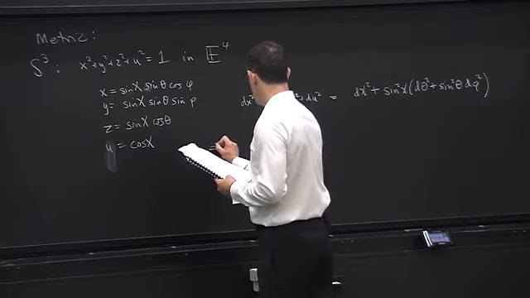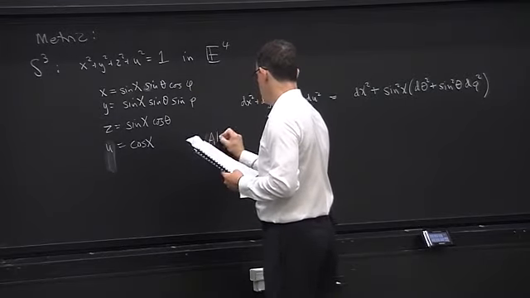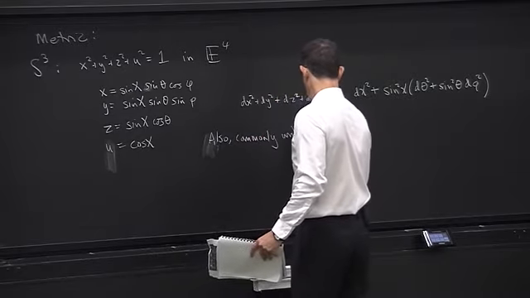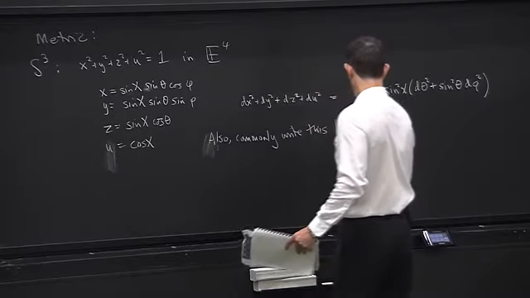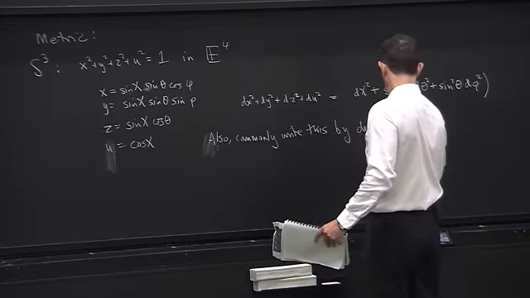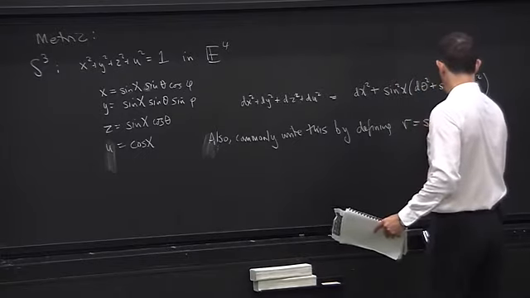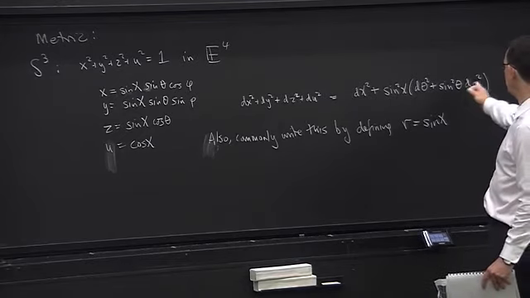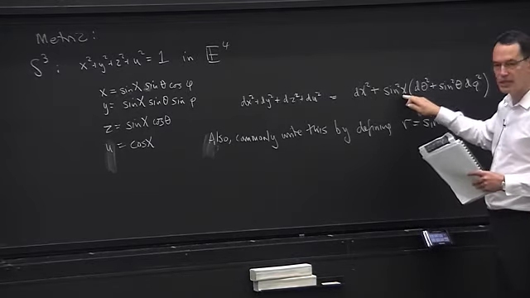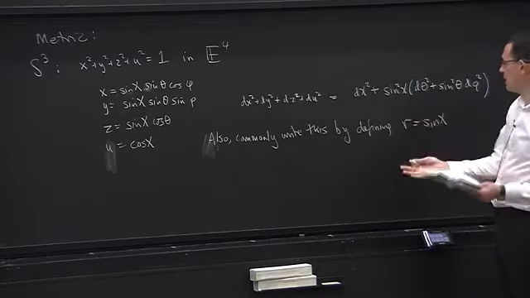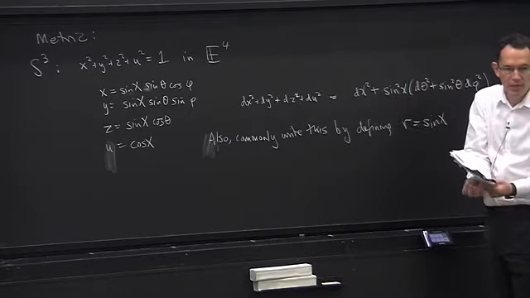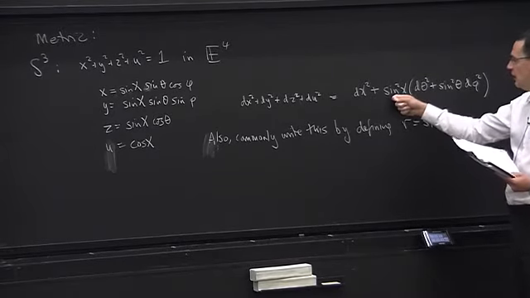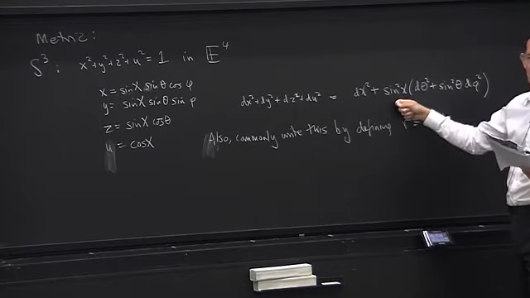So we write the line element. We also write this, commonly, by defining r equals sine chi. One way to think about this is that at fixed chi, I can ask, what is the space that I have? What's a two-dimensional space at fixed chi? And this is obviously a two-sphere. Okay, so at fixed chi, this is the radius squared of the two-sphere.